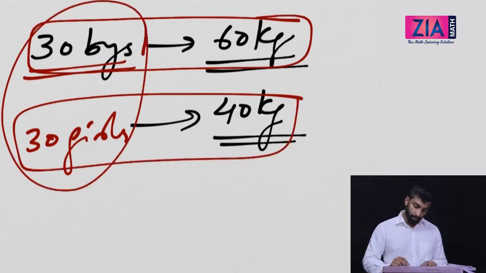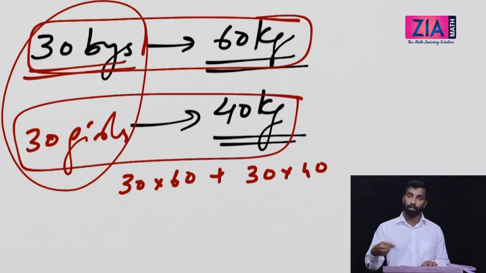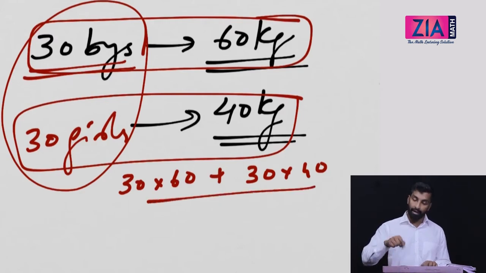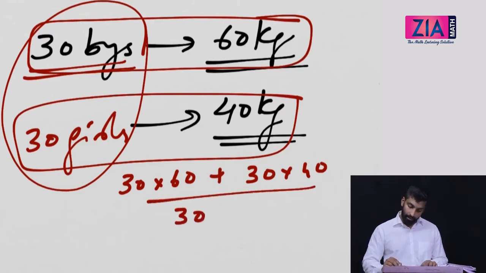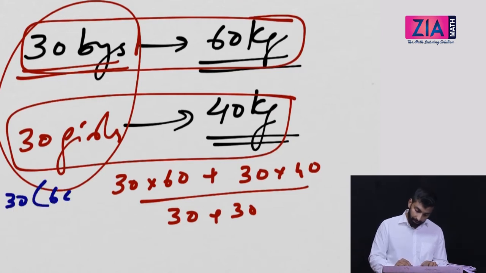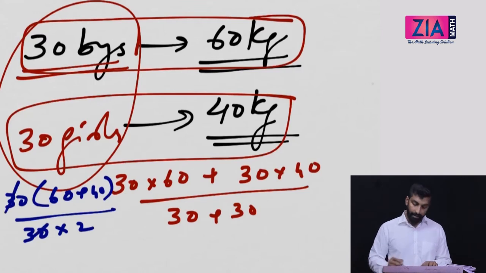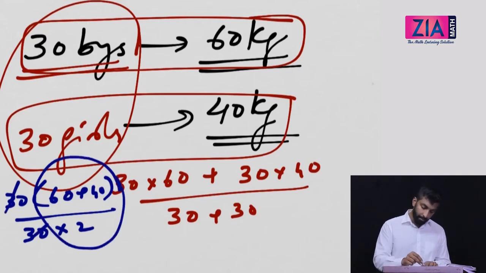So let's see how it is going to work out. 30 boys into 60, you'll get the total weight, plus 30 girls into 40, you'll get the total weight of girls, and you're adding, you get the total weight. Then 30 boys and 30 girls, so 30 plus 30, right? Now what you can do is, you can take this 30 out from the top. So 60 plus 40 divided by 30 into 2, so this 30 and this 30 get cancelled. So this is nothing but a simple average, right?